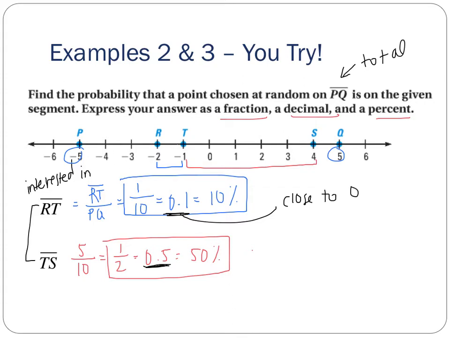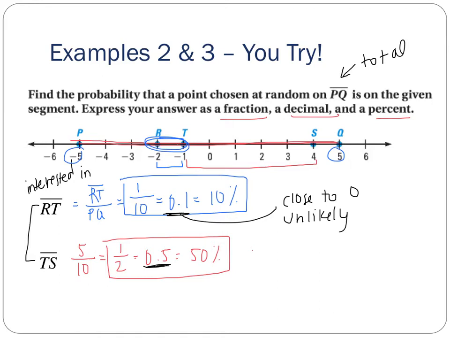So that means that this event is pretty unlikely. So given PQ, this entire segment, the probability that a point is on RT is going to be pretty unlikely. RT is a very small portion of that entire number line.